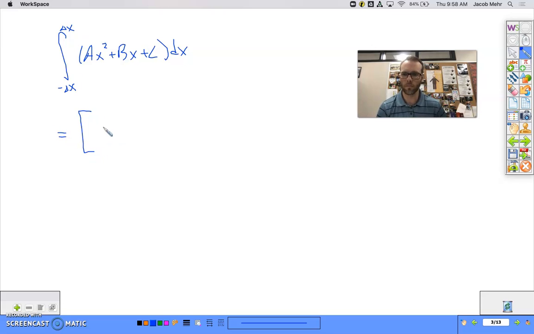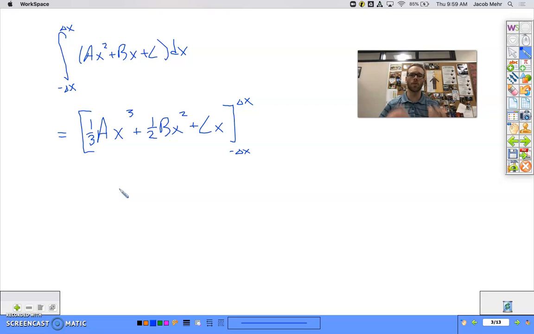Well, what's the antiderivative of ax²? That would be an x³, and we'd need a 1/3 in front. 1/3 ax³ is the antiderivative of ax². Plus the antiderivative of bx would be 1/2 bx². The antiderivative of c is cx. And we're evaluating this from negative Δx to Δx. Okay, so again, this is why we couldn't do this before. We needed the fundamental theorem of calculus to set this up.